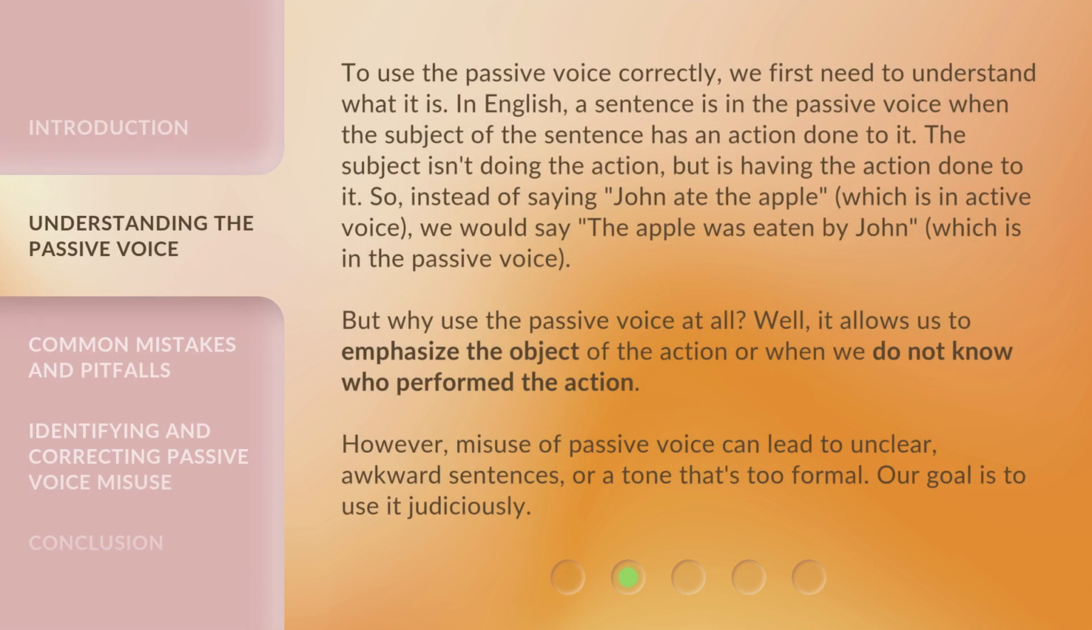To use the passive voice correctly, we first need to understand what it is. In English, a sentence is in the passive voice when the subject of the sentence has an action done to it. The subject isn't doing the action, but is having the action done to it. So, instead of saying, "John ate the apple," which is in active voice, we would say, "The apple was eaten by John," which is in the passive voice.